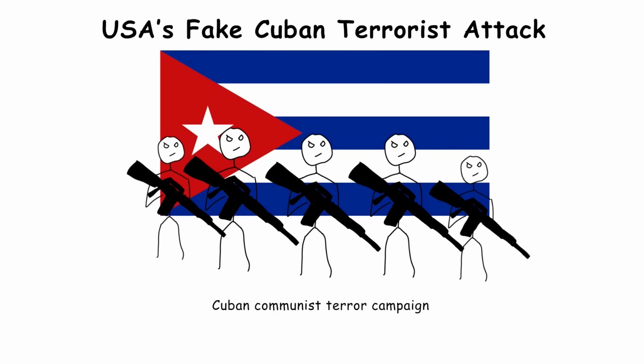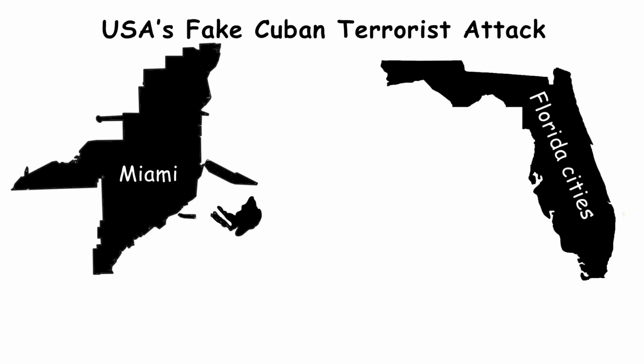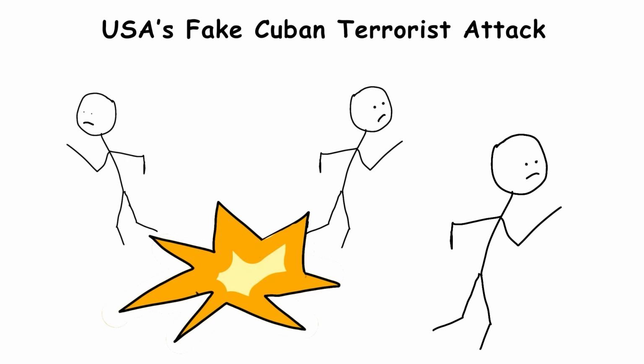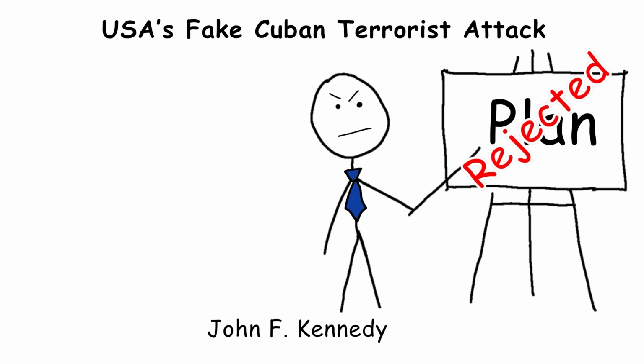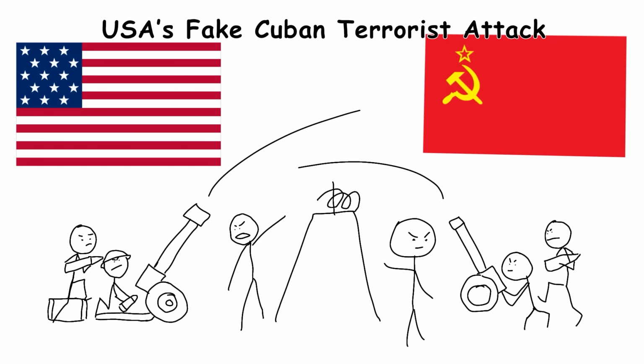The plan also included creating a Cuban communist terror campaign in the Miami area, in other Florida cities, and even in Washington, which would involve bombing civilian targets. The plan was approved by the Joint Chiefs of Staff, but was ultimately rejected by President John F. Kennedy because it would have been too risky and could have led to a full-scale war with the Soviet Union.